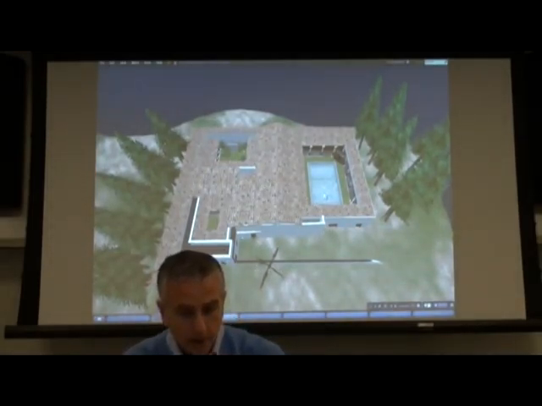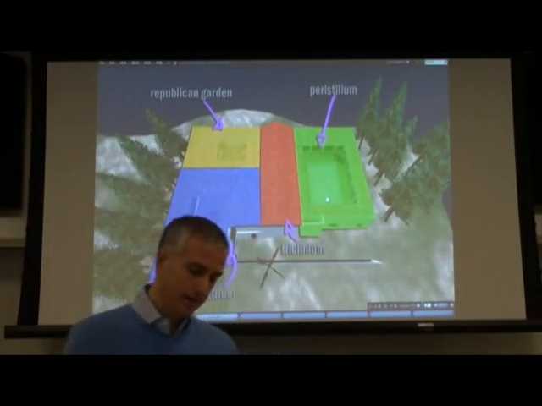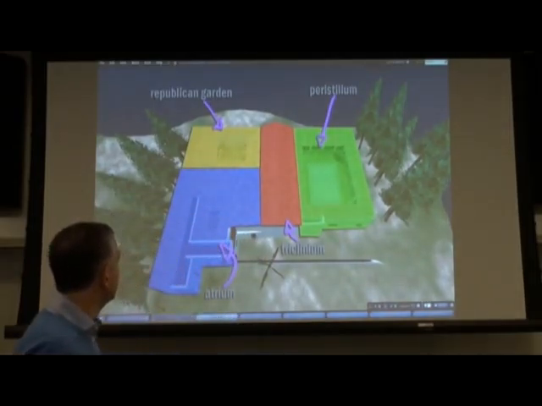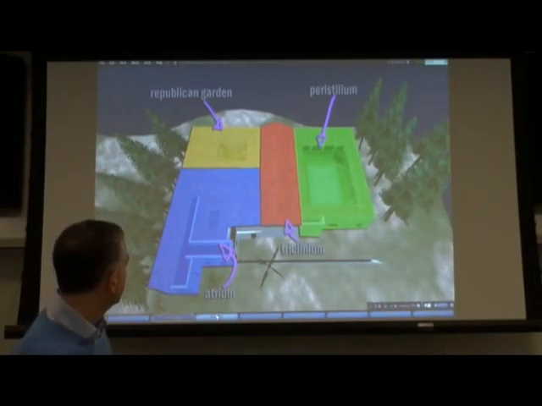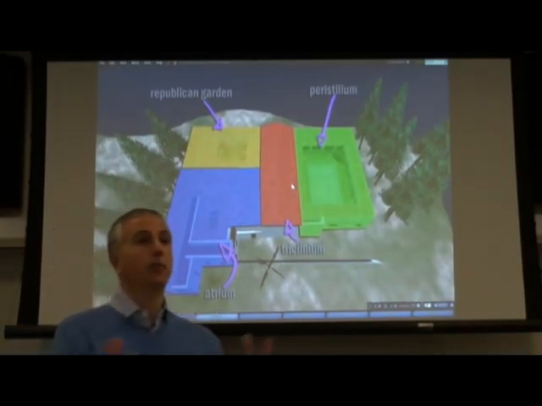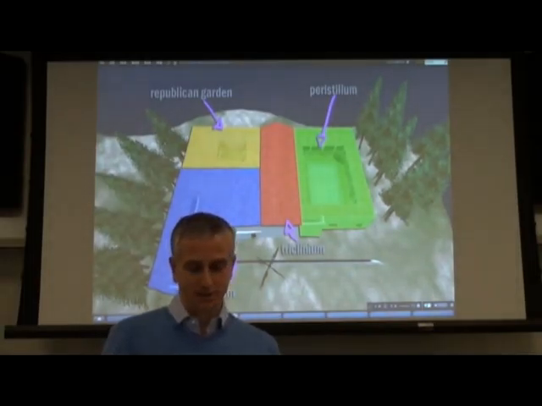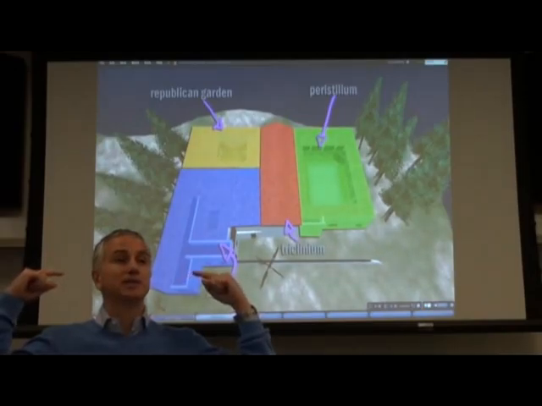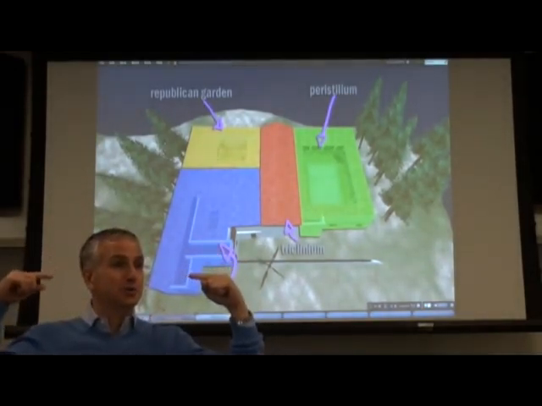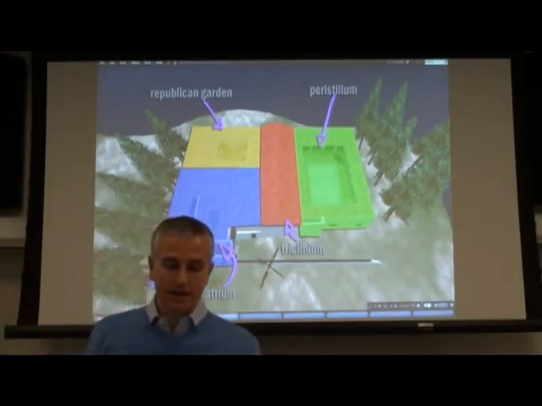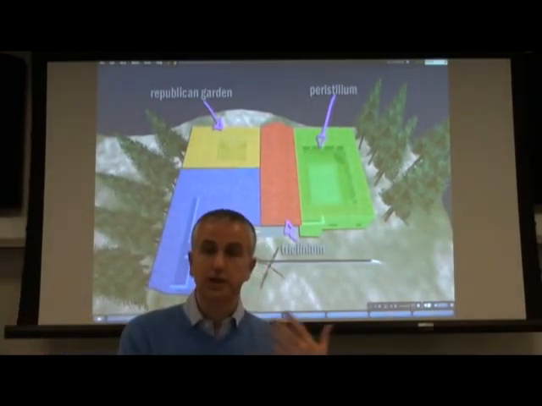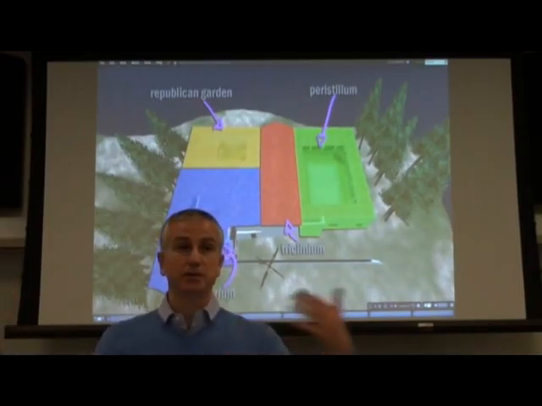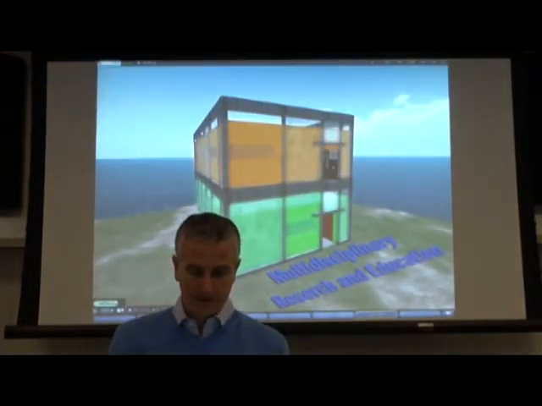Here we have the general planimetry of the villa with the main architectural elements, like the Republican Garden, the Peristylium, the Atrium, and the Triclinium. This is very common in any imperial villa, so I think that's very helpful for the student to understand how the ancient Romans were thinking about architectural spaces, architectural plans, and as well the use of materials, plaster, decorations, colors, and so on.